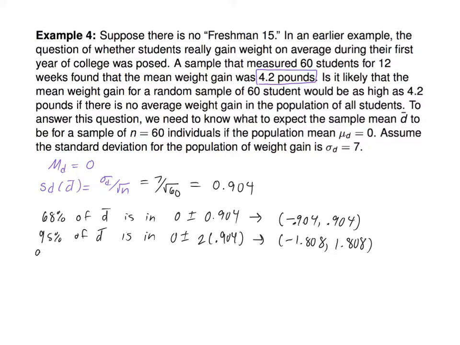And almost everybody is within zero plus or minus how many standard deviations? 3. Which is negative 2.712 to 2.712.